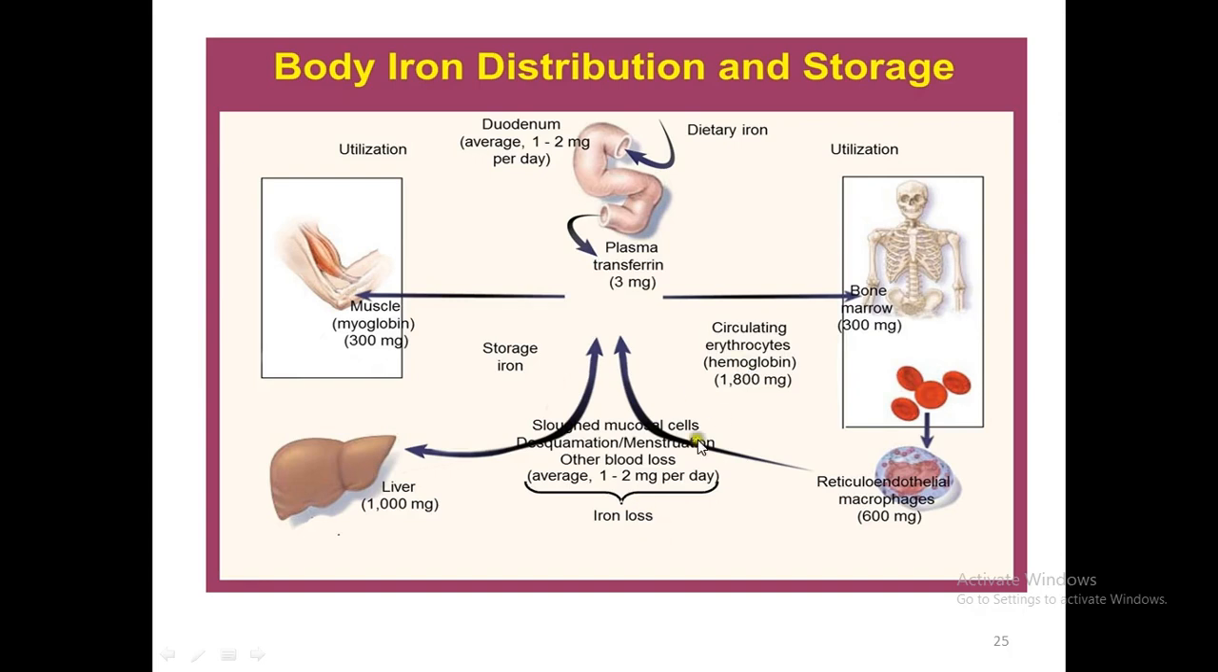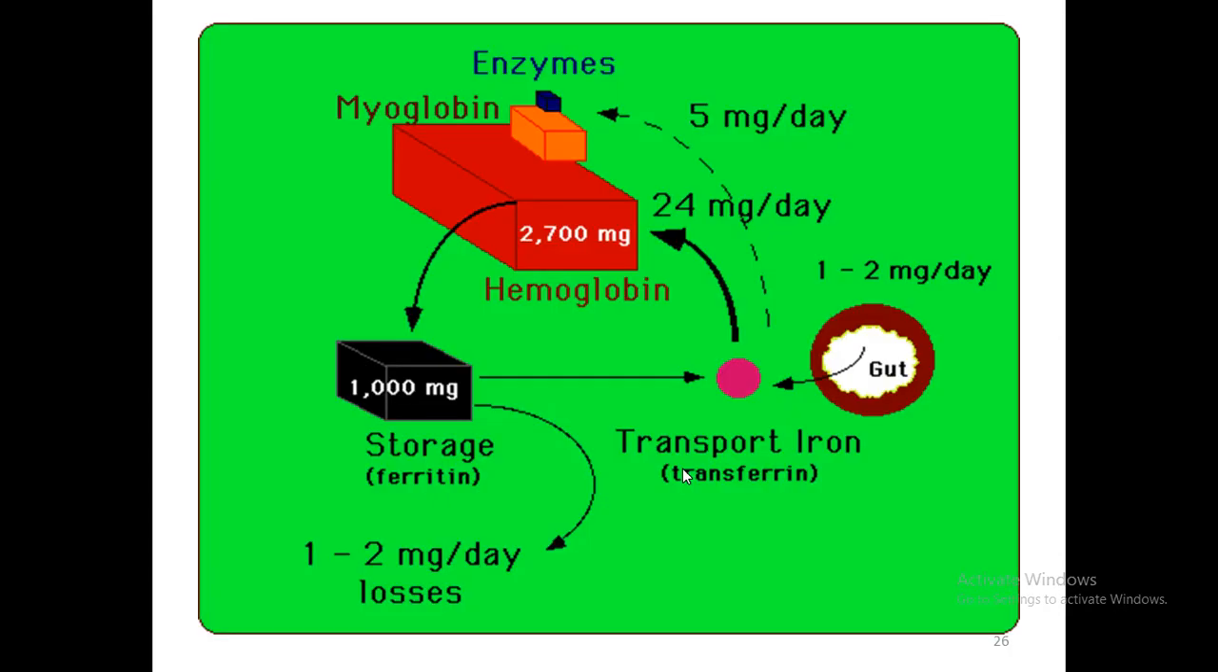However, in case of females, menstrual blood that is lost every month constitutes a major source of loss of iron from the body. So the enzymes we've discussed contain iron, heme enzymes, non-heme enzymes. Besides that, myoglobin contains iron, and the chief part of iron is found in hemoglobin. Then some iron is stored as ferritin. So 1 or 2 milligrams per day are lost.